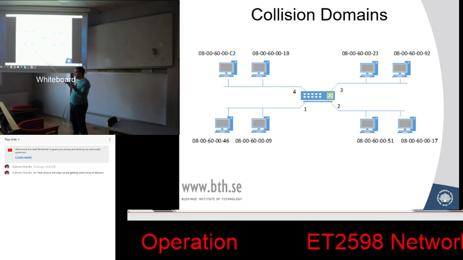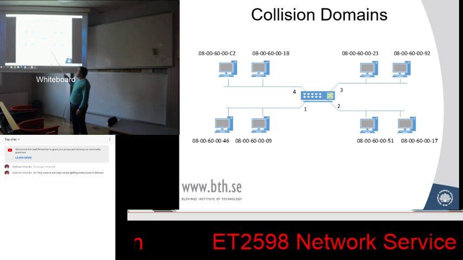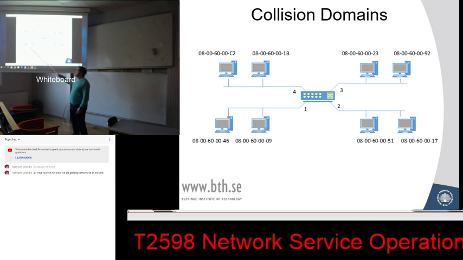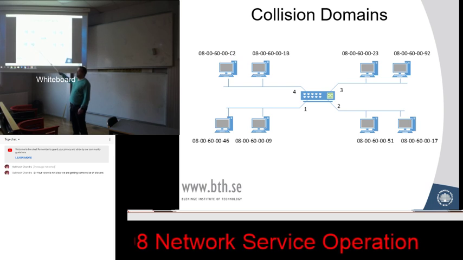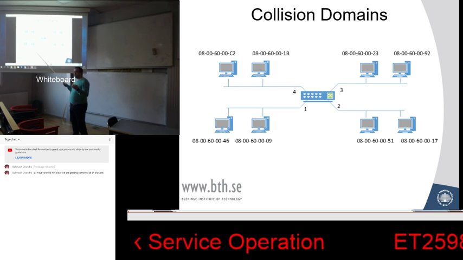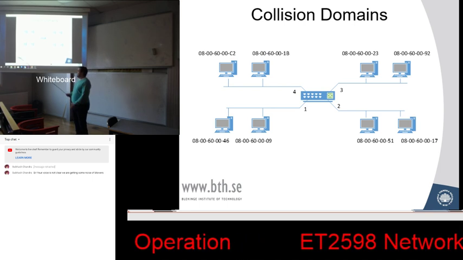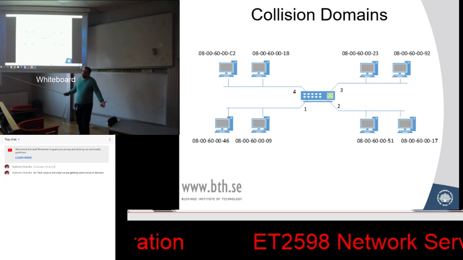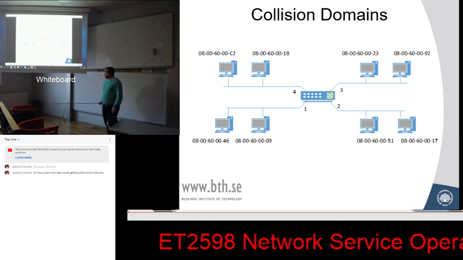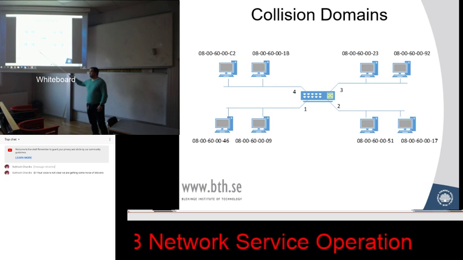To make things a little bit better, we split this up here, and then we minimize the collision domains. So if this guy transmits, he's only competing with this guy. When it goes in here, he's not competing with these guys. But it's still not effective, right? If we're more than one, there's a probability we start talking at the same time, so it's not good. The good thing with this is that we just pull one wire.